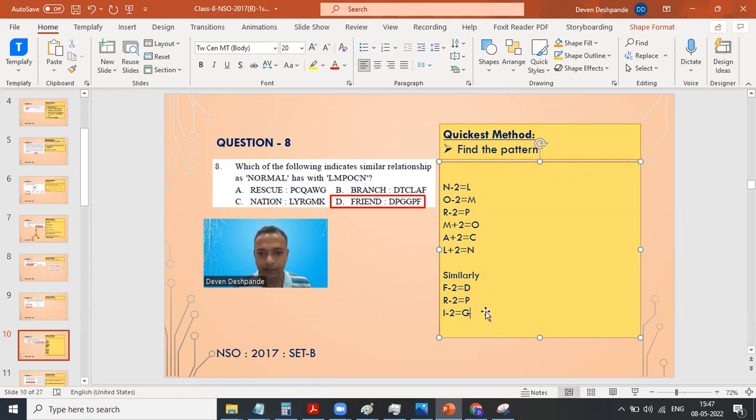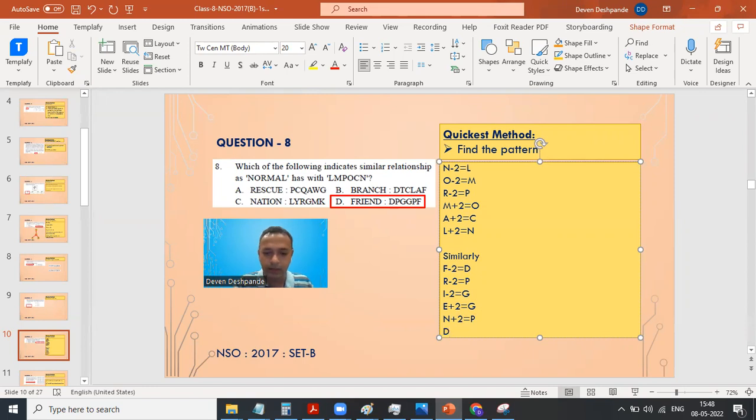Similarly, if you do it for FRIEND, FRIE, E plus 2 will be G. N plus 2 will be P. LMNOP. And D plus 2 will be A, B, C, D, E, F, isn't it? So DPG, GPF. Sorry, DPG, GPF. DPG, GPF is the correct answer.